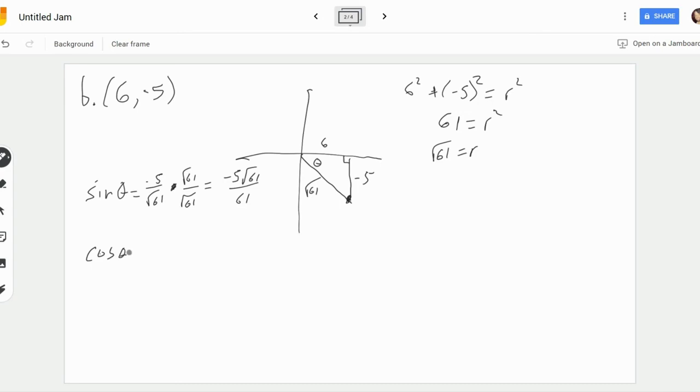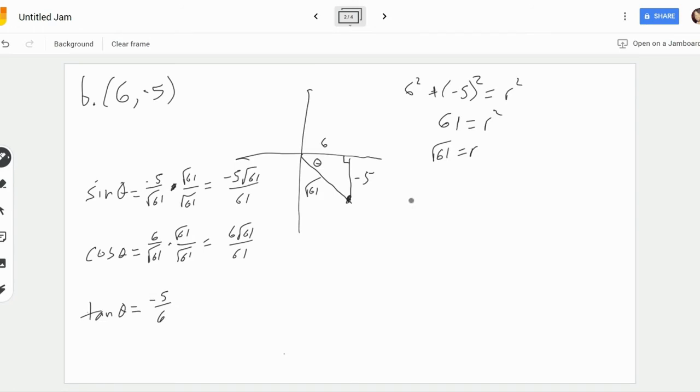Cosine of theta is adjacent over hypotenuse, so the same thing is going to happen. We get 6 over root 61, and we'll do the same little dance with this guy, and it's 6 root 61 over 61. Tangent of theta. We can honestly do tangent before we even do the Pythagorean theorem, because we already had the two side lengths. Opposite over adjacent is -5/6.